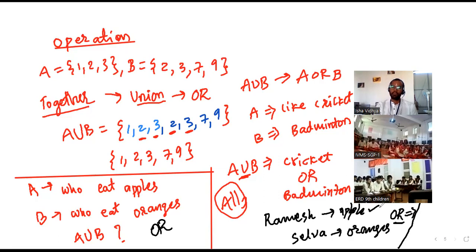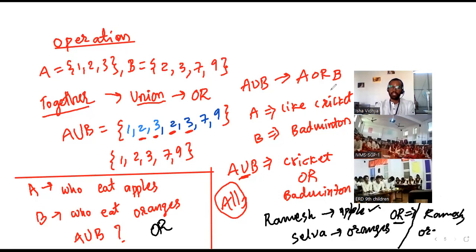When I say apples or oranges, what does or mean? If you are eating apples, may I come in, sir? I'm eating apples. Okay, come in, Ramesh. Then what about Selva? I said or. But sir, Selva is not eating apples. Then what is the problem? It's okay. Is he eating oranges? Yes. Then you can come in.